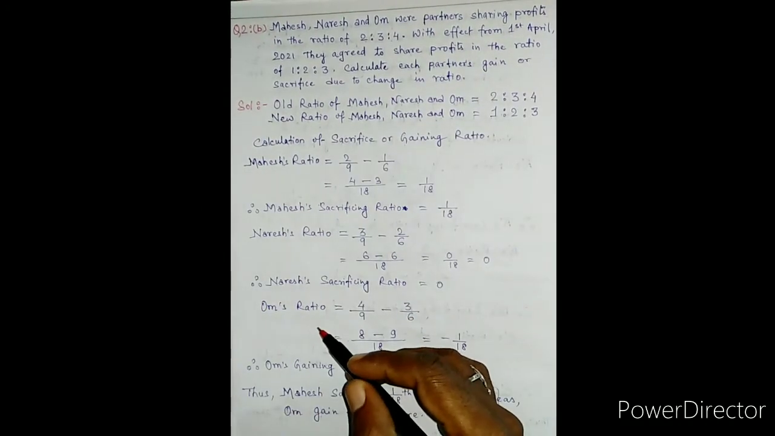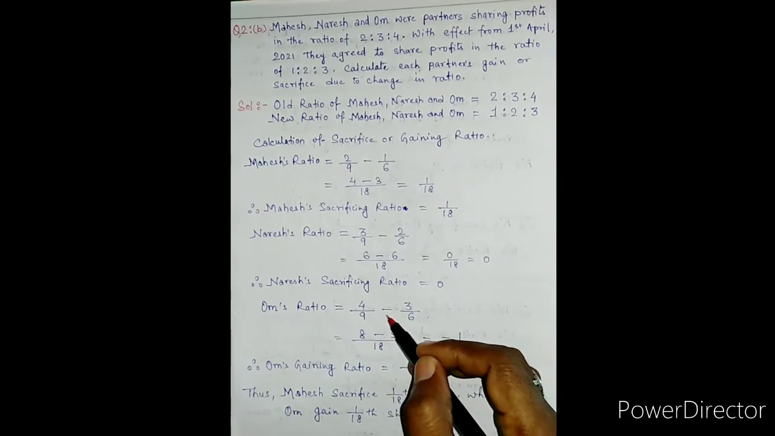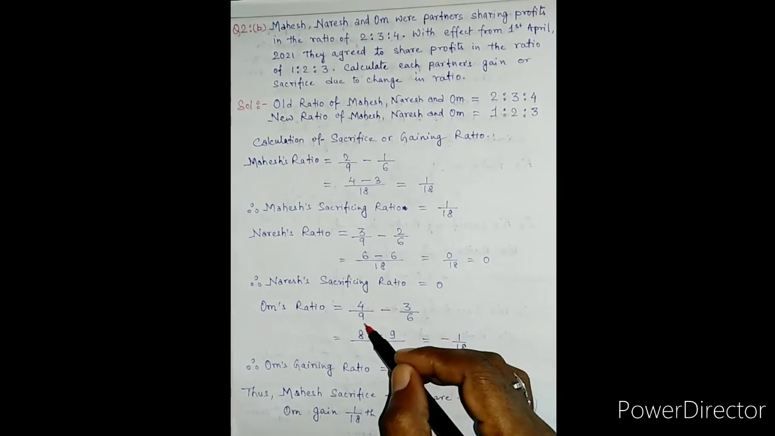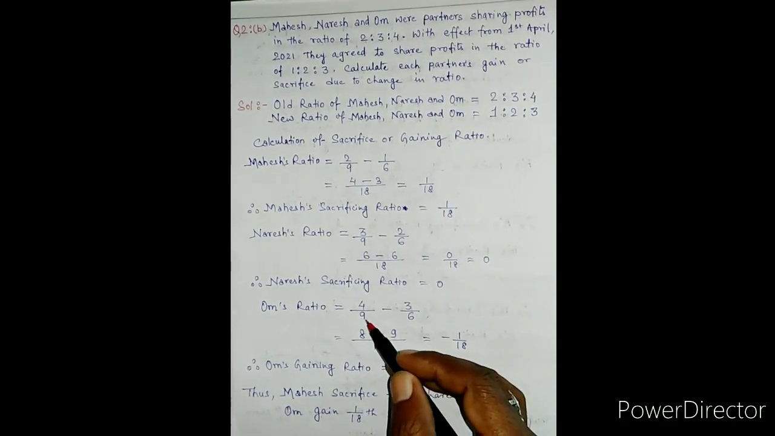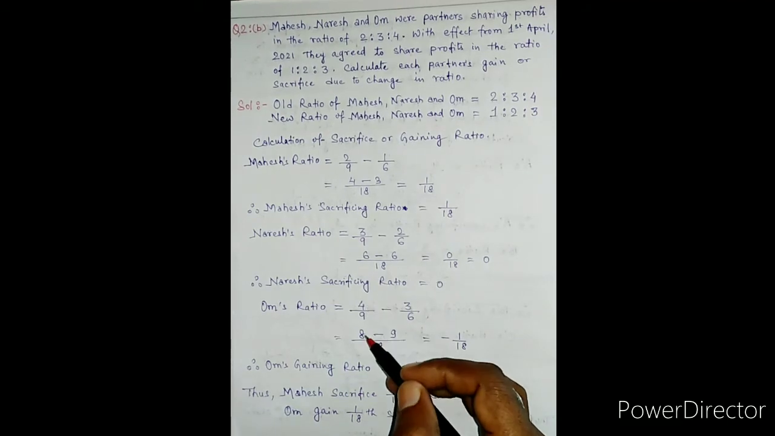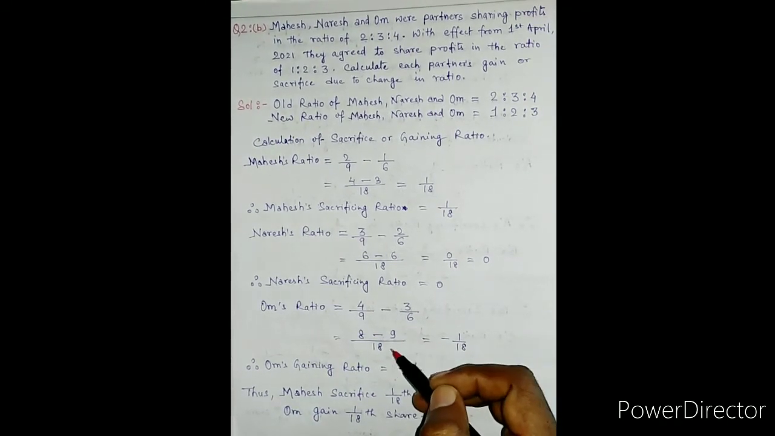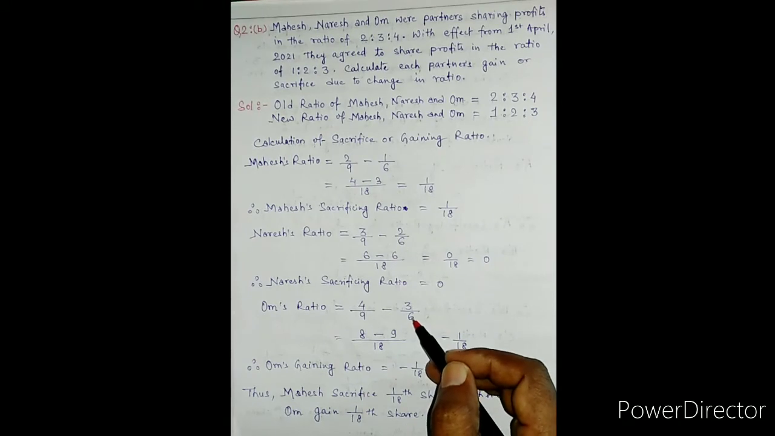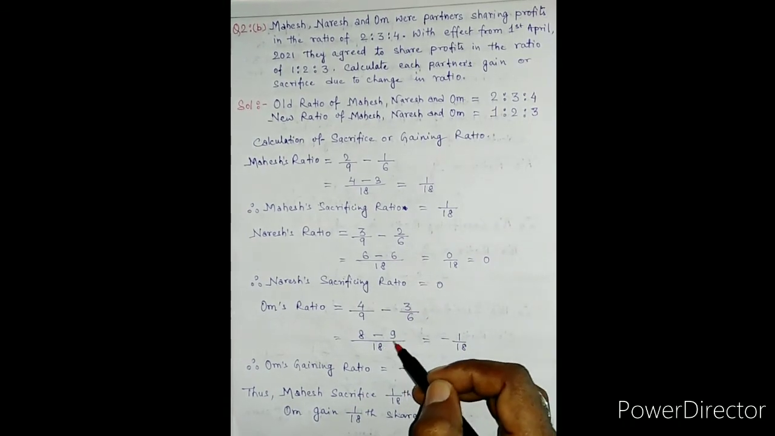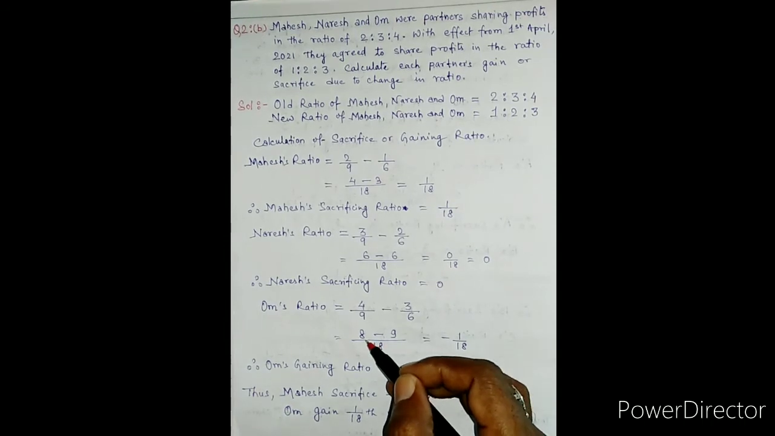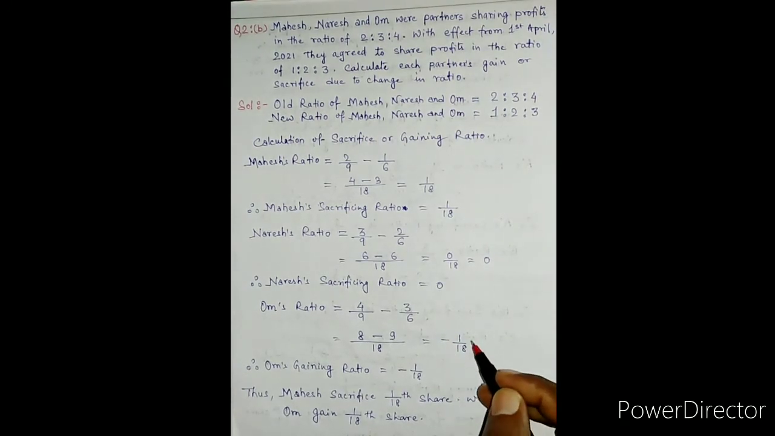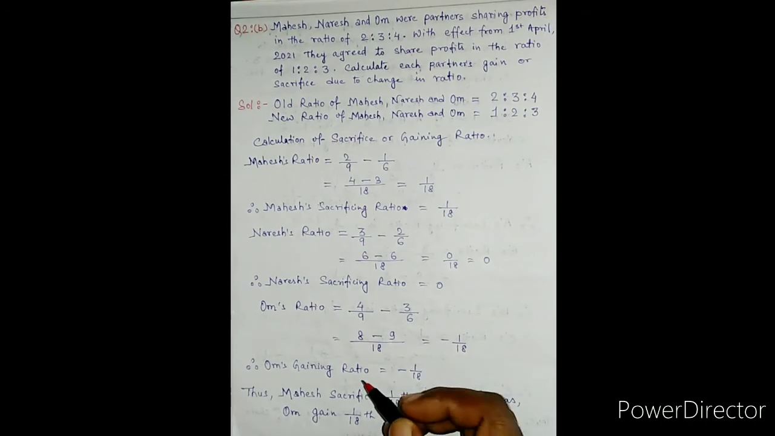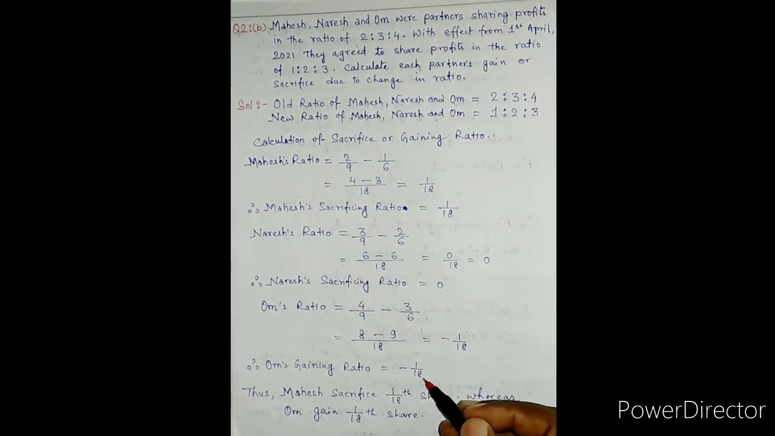Like this, Om's ratio. Om's old ratio is 4 by 9 minus new ratio 3 by 6. Take out the LCM of 9 and 6, we get 18. Now divide 18 by 9, we get 2. 2 multiplied with 4, we get 8. Again divide 18 by 6, we get 3. 3 multiplied with 3, we get 9. Now subtract 9 from 8, we get minus 1 by 18. So here we are getting a negative value. Earlier we learned that a negative value is always the gaining ratio. So Om is gaining 1 by 18 part.